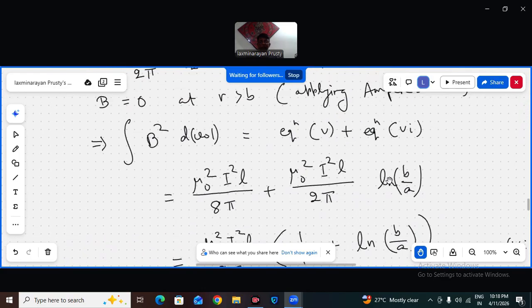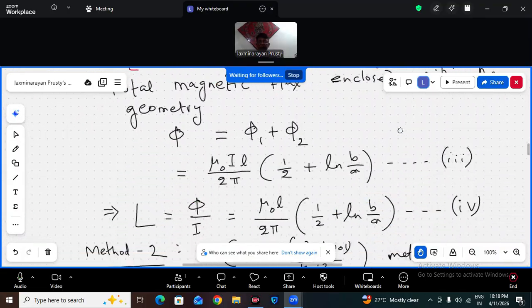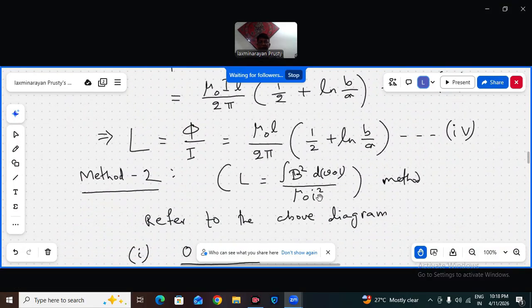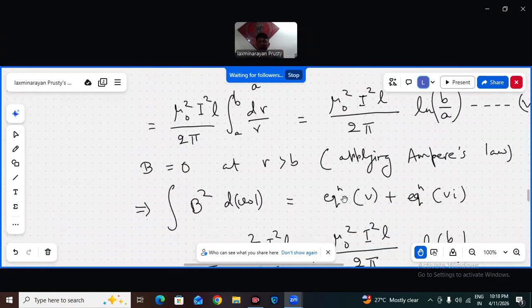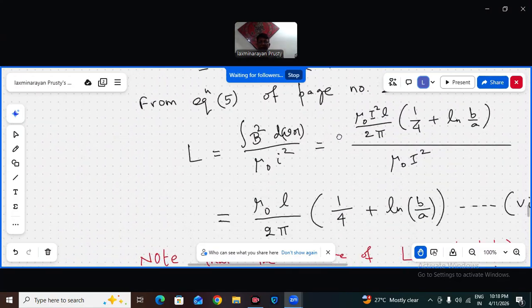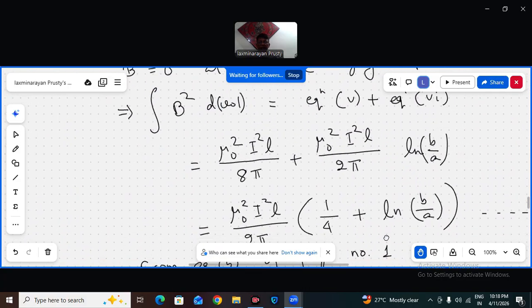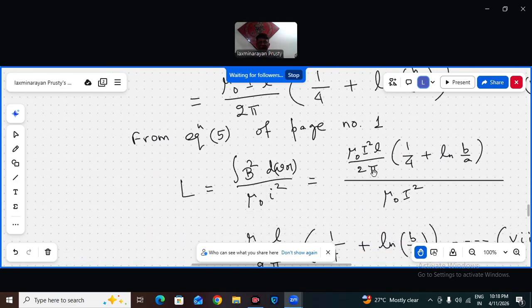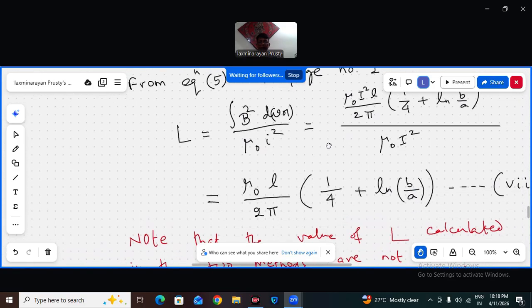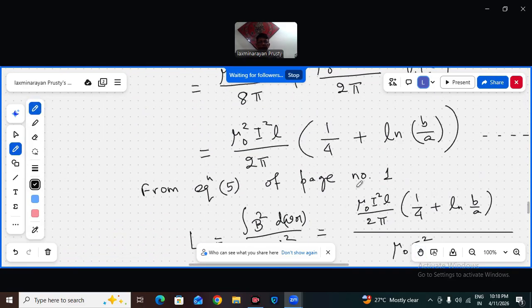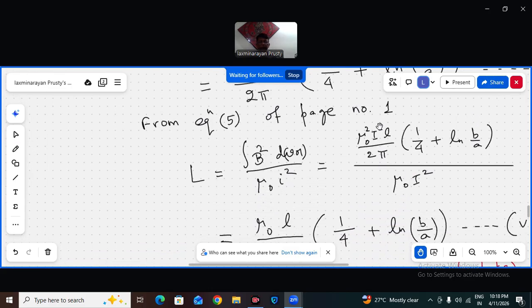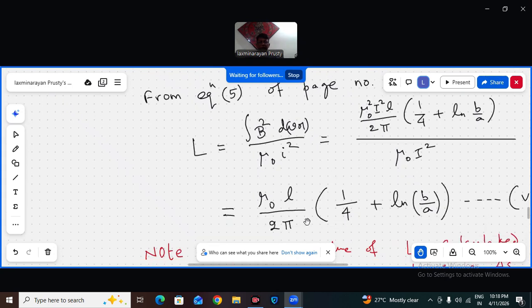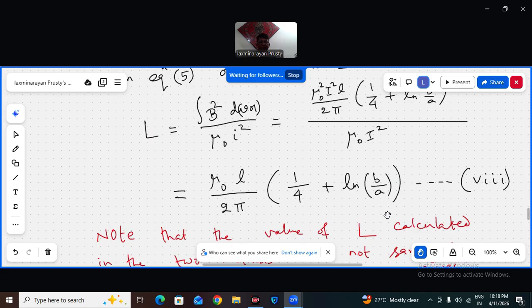Then equation 5, which is on page 1, in this method 2, L is B square d volume integration divided by mu naught I square. Total B square d volume integration is this much, divided by mu naught I square. I square cancels, one mu naught cancels, so L is mu naught L by 2 pi times 1 by 4 plus ln b by a.